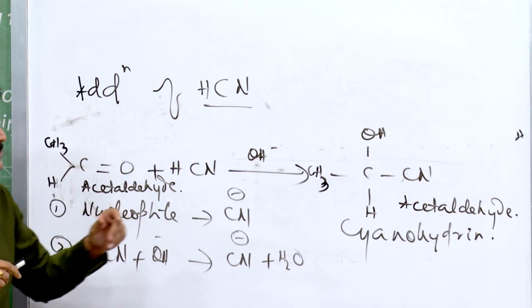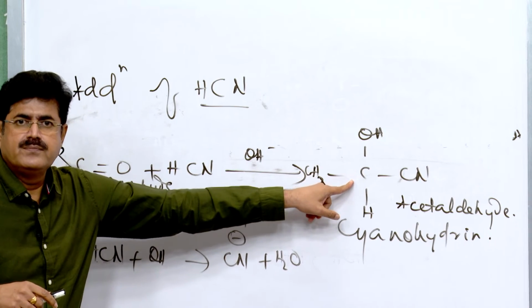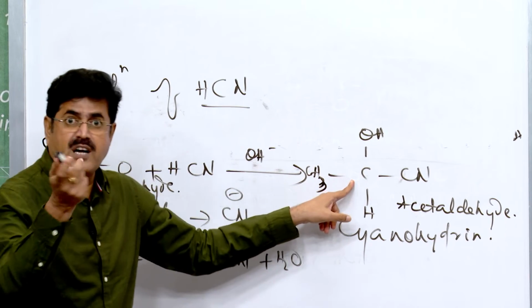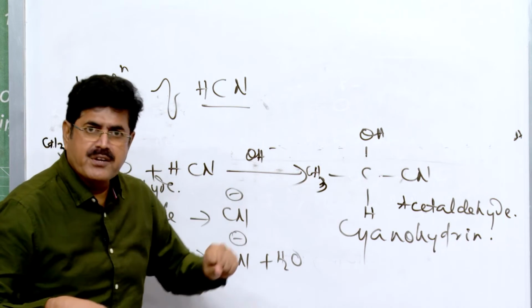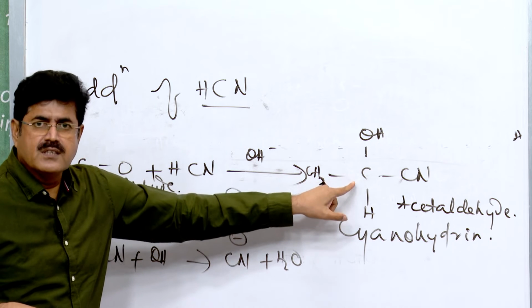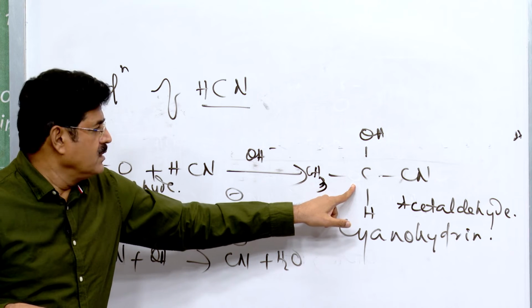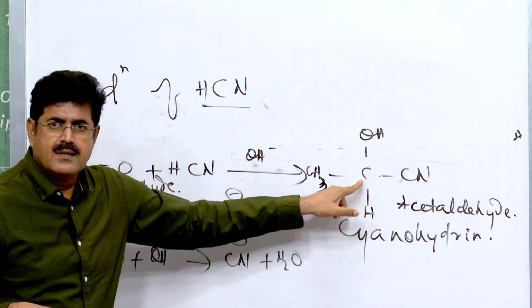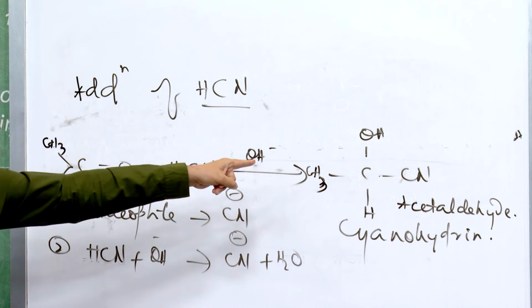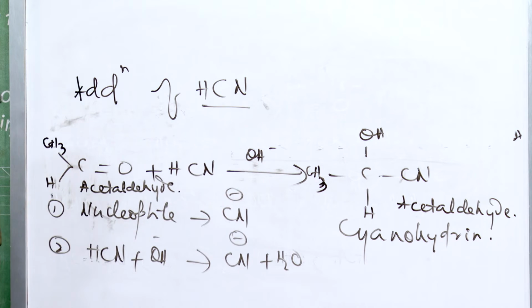Just see the carbon atom. Please pay attention here. Is this carbon chiral? Yes, the carbon is chiral because it is bonded to 4 different groups.